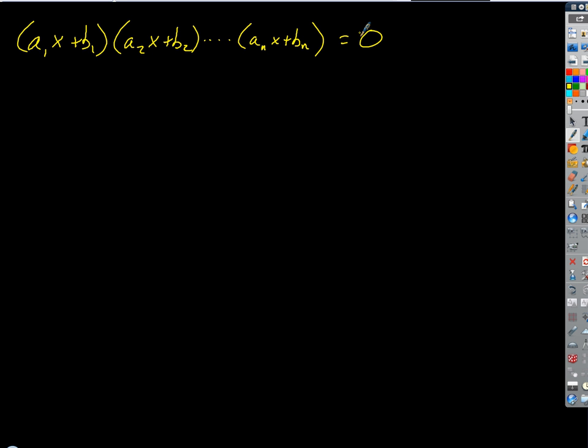But the leading term is always going to be built from the product of the leading terms in each of the individual polynomials, the factors, agreed? So would you agree I'm going to get something like this then? I'm going to get a sub 1 times a sub 2 times a sub n, x to the n, plus a bunch of stuff that I don't care about. And I really shouldn't use a dot, dot, dot there, because that's called, is that an ellipsis?